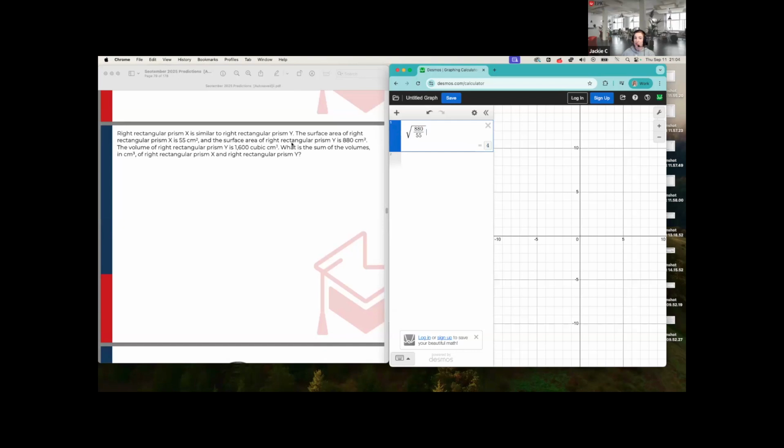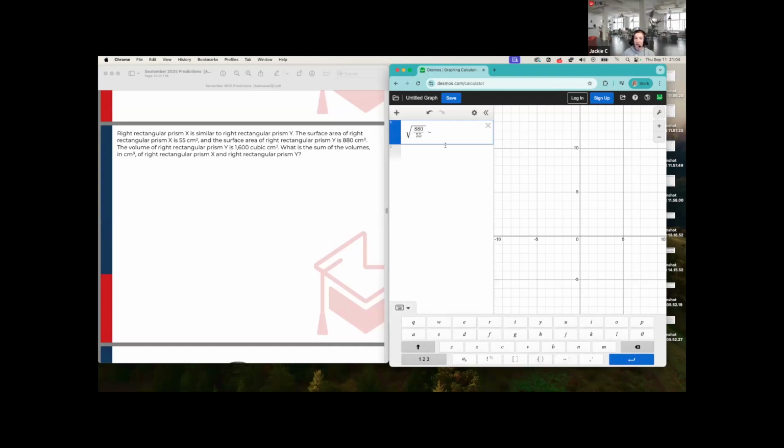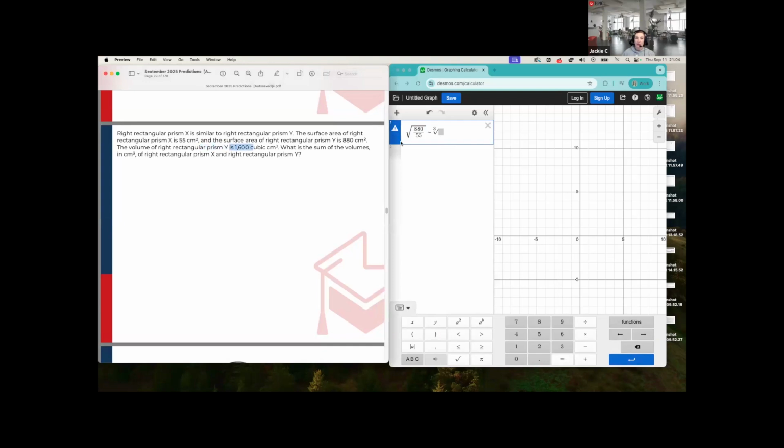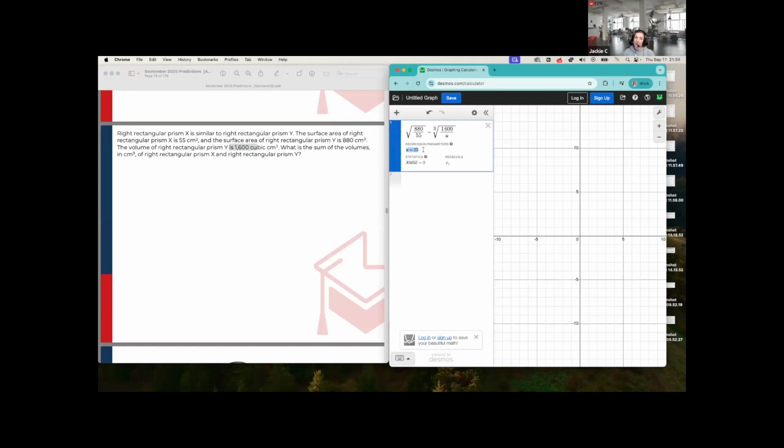So if I want to find what the volume is, I can actually just make a regression. And what we can do is put our little tilde symbol, and then since I'm looking for volume, I'm going to want to do the cube root. So I would do cube root, and we have rectangular prism Y, it's 1600. So I would put that here. And then what we want to solve for is our unknown. I'll put U for unknown. And look, it tells me the volume of right rectangular prism X is 25.